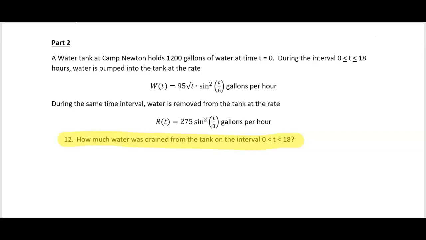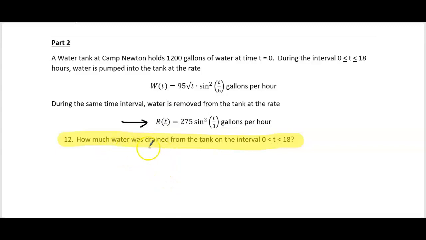All right, number 12. How much water was drained from the tank on the interval from 0 to 18? So now this question is asking us about how much water was drained, which means that on this problem, I really don't care about water coming in. I really only care about water going out. Now, this is a rate. This is how fast water is leaving the tank. But they're asking how much water drained from the tank. Well, I can turn gallons per hour into gallons by integrating. And so that's how we're going to answer this question.